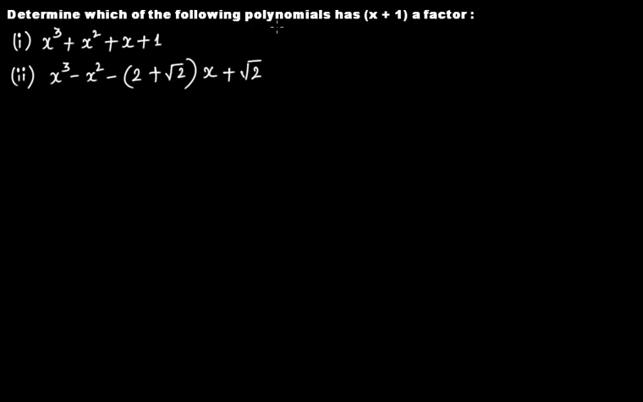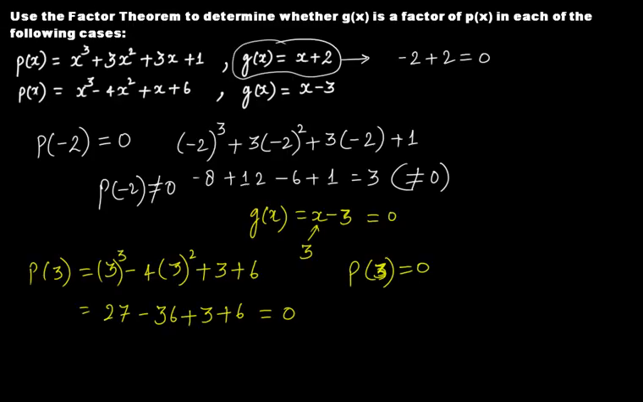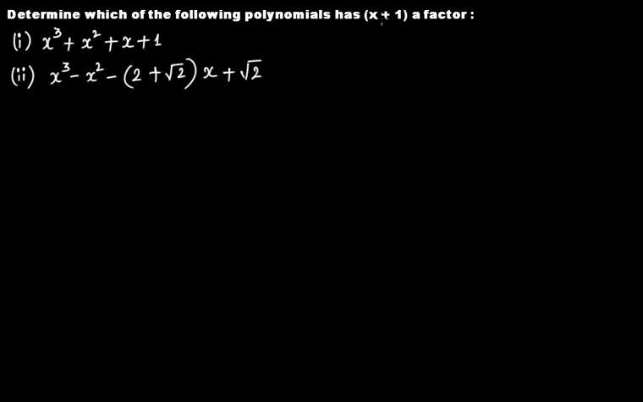Determine which of the following polynomials has x plus 1 as a factor. Same question as we have done here. If x plus 1 is a factor of this polynomial, then the zero of this polynomial is what? Minus 1. So in this case, let's say that this is p(x), and this is also p(x). This polynomial is also p(x). So if you put p(-1), then if this is a factor of this polynomial, p(-1) should be 0.